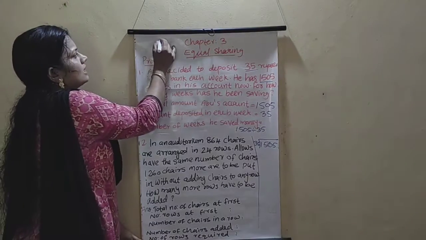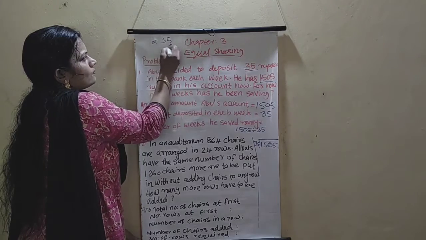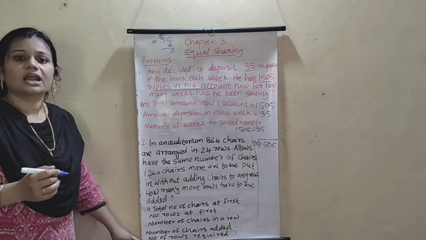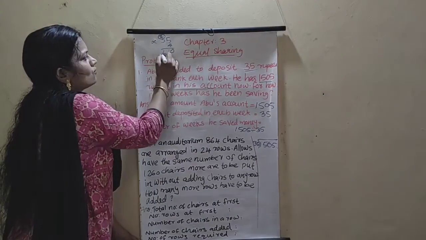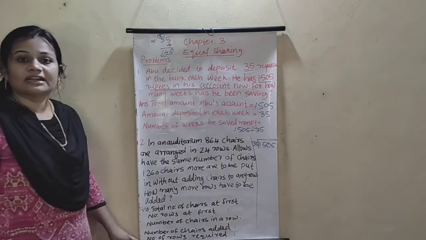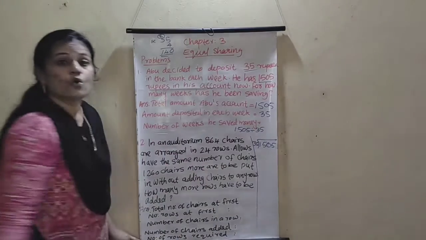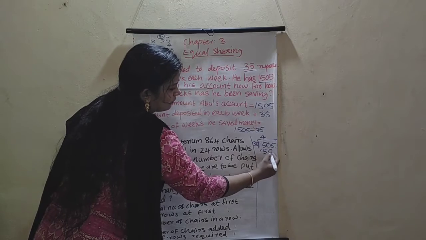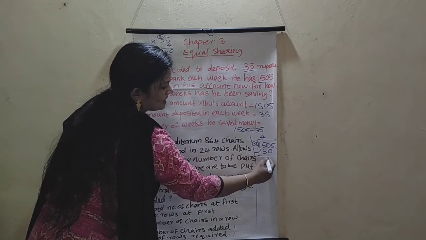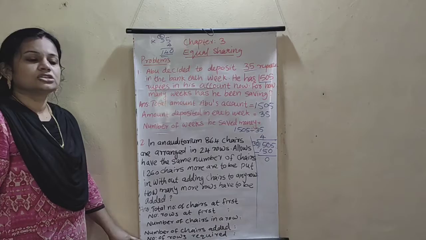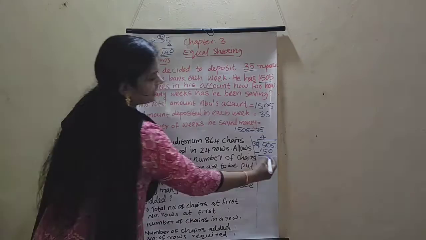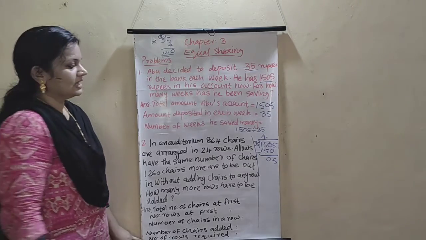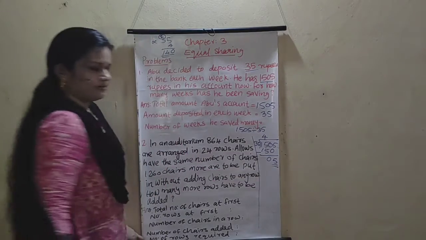4. Then we are doing 35 into 4. 4 fives are 20, 2 is the carryover. 4 threes are 12, 12 plus 2 is 14. So we get 140. Here is 150. Then 150 minus 140, what is the answer? 10. Then 5 is written down. The remainder is 5.